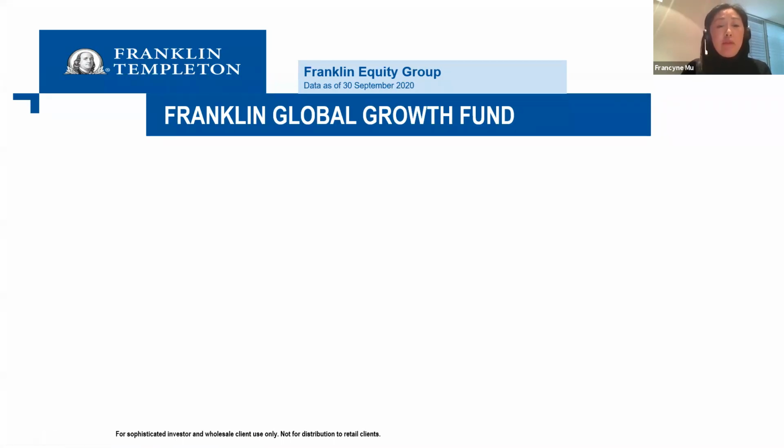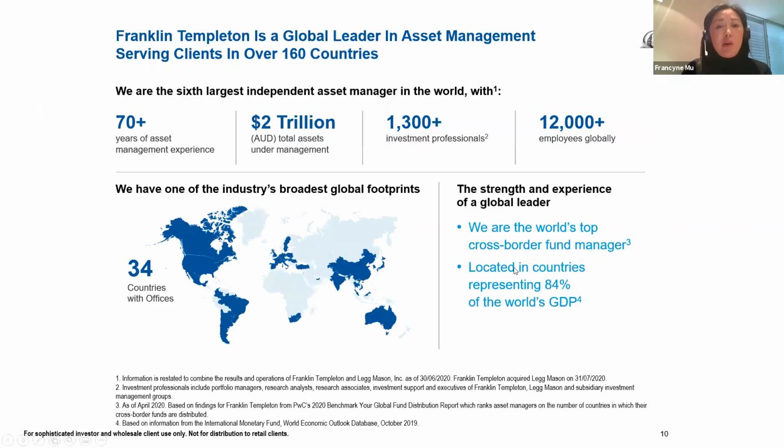I work with the Franklin Global Growth team as a portfolio manager, and the team manages around 12 billion Australian dollars in AUM. We like to think of ourselves as a boutique under the umbrella of the Franklin Templeton Group, which is a global asset manager with 2 trillion in AUM. And we're fortunate enough to have the support of a strong corporation which provides good operational functions, which allows us as a team to focus solely on investments, which is what we do best.